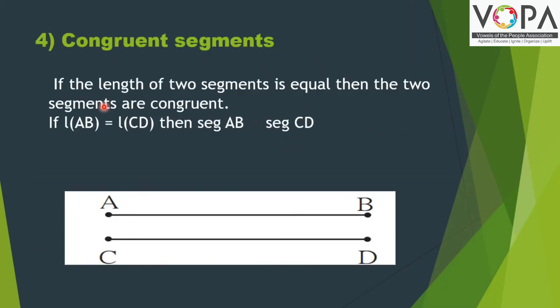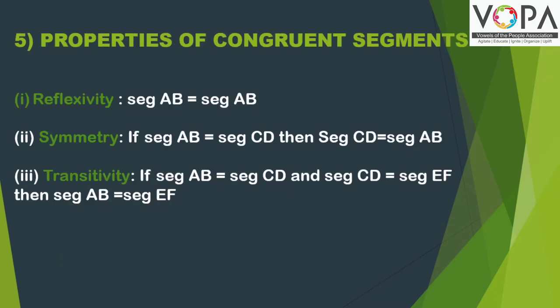Congruent segments. If the length of two segments is equal, then the two segments are congruent. If length of AB equal to length of CD, then segment AB is congruent to segment CD. Properties of congruent segments. The three properties of congruent segments are reflexivity, symmetry, and transitivity. What is reflexivity? Segment AB congruent to segment AB. That is, every segment will be congruent to itself.